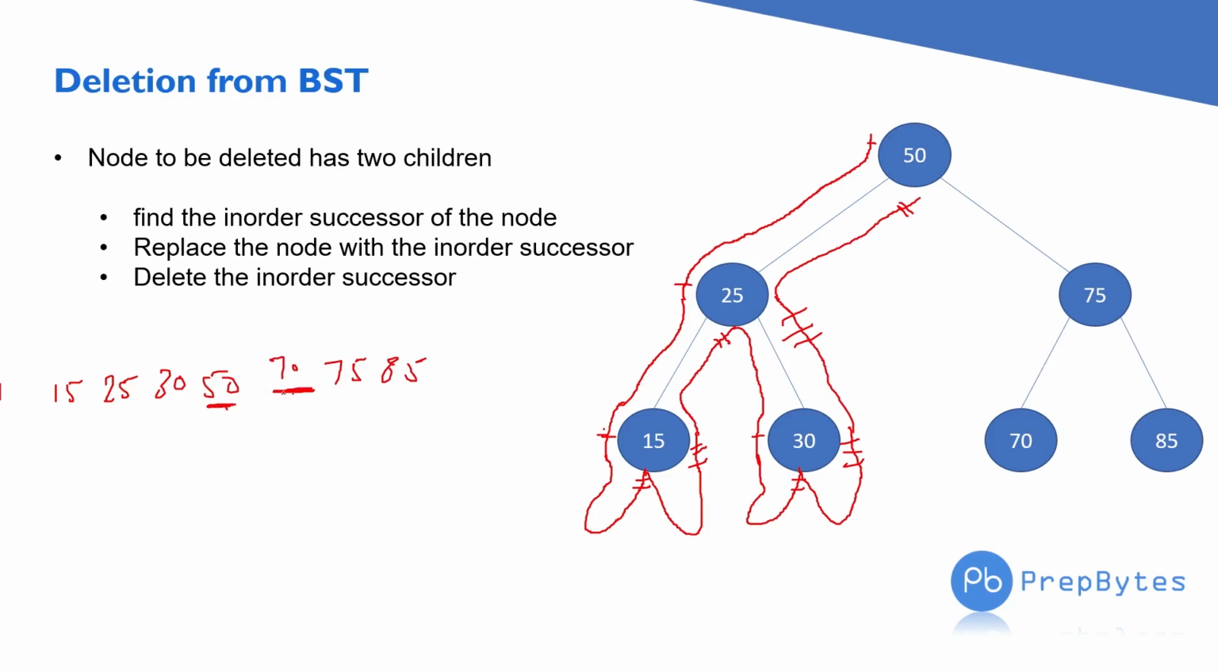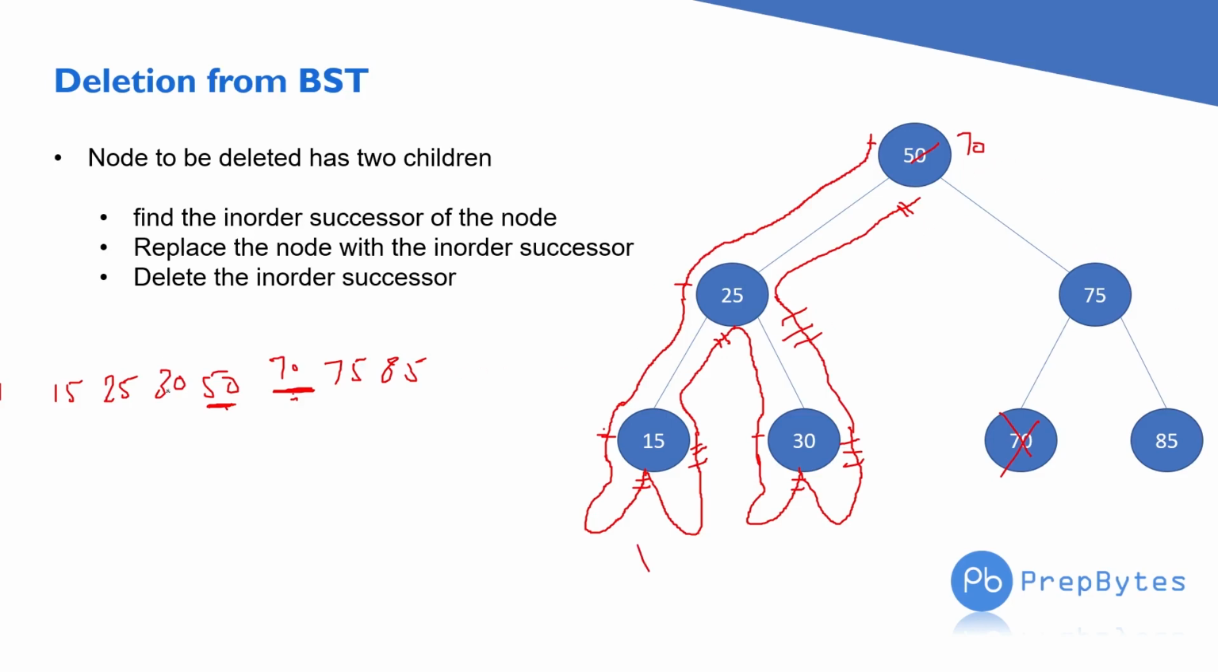Okay, so this 50 will be replaced by this 70, that is, here 70 will come and this 70 will be deleted. So now when 50 is replaced by 70, see, are the properties satisfied? See this, all these terms are less than 70 and all these terms are greater than 70. So yes, the property is satisfied.